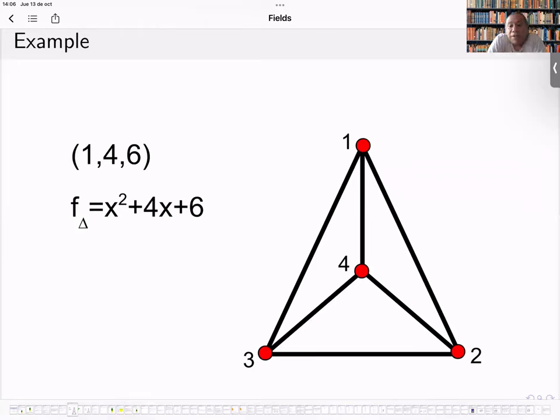So as an example, let's consider this one-dimensional complex that is pure. So all the facets will have size two. We have six facets. We have four faces of size one, and then we have the empty set. So the face enumerator will be x squared plus 4x plus 6, and the f-vector will be 1, 4, 6.